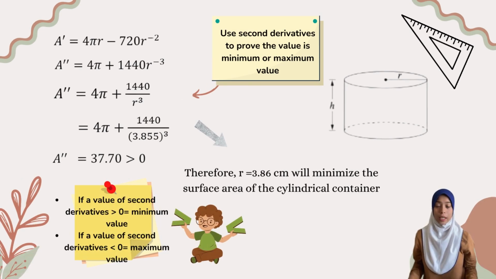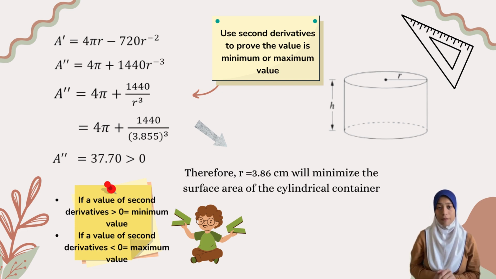Next, use the second derivative to prove whether the value is a minimum or maximum value. From the second derivative, we get 4 pi plus 1440 over r cubed. Substitute r equal to 3.855 into the equation. From this second derivative, r is a minimum value because the value is greater than 0, which is 37.70. Therefore, r equal to 3.86 cm will minimize the surface area of the cylindrical container.